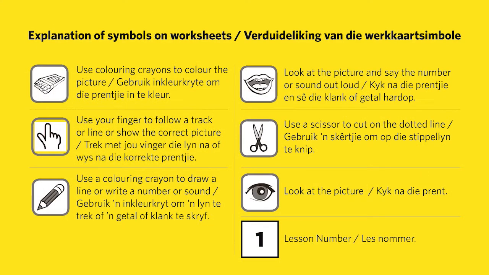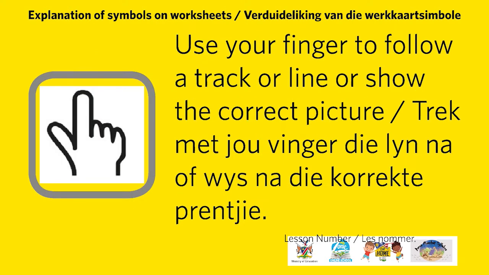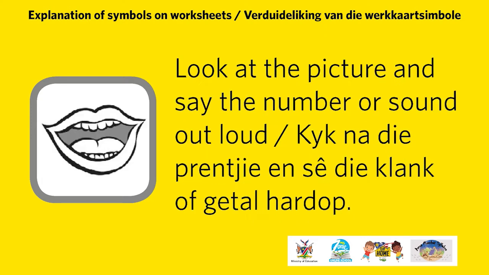Explanation of symbols on worksheets are as follows. Use coloring crayons to color the picture. Use your finger to follow the track or line or show the correct picture. Use a coloring crayon to draw a line or write a number or sound. Look at the picture and say the number or sound out loud.